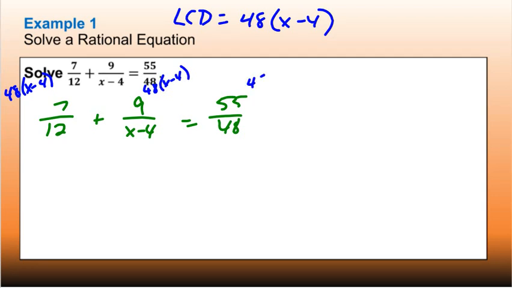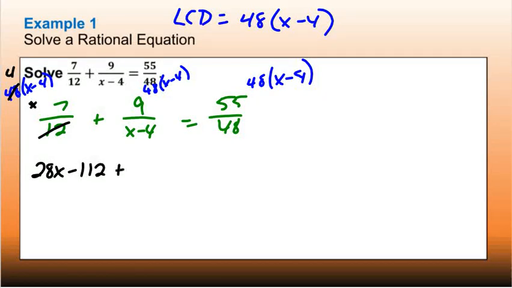So I'm going to multiply every term by 48(x minus 4). And the reason why I'm doing that is to eliminate all my denominators. So now 48 divided by 12 is 4. And now I do 7 times 4 is 28 times x is 28x. And then 28 times a negative 4 gives us a negative 112.